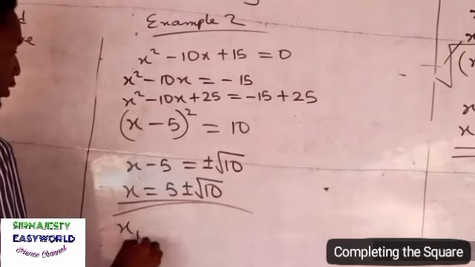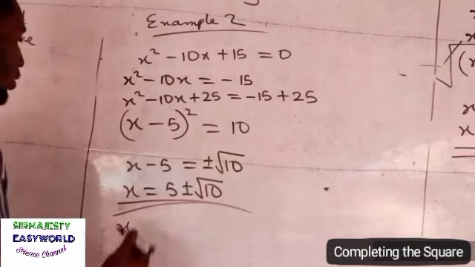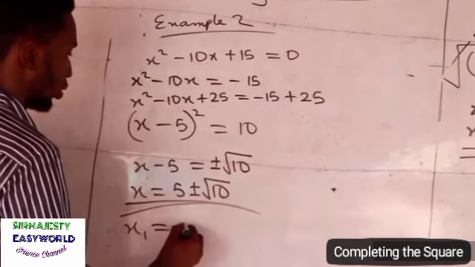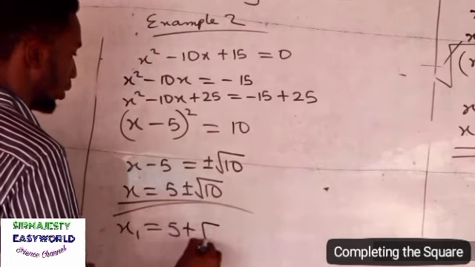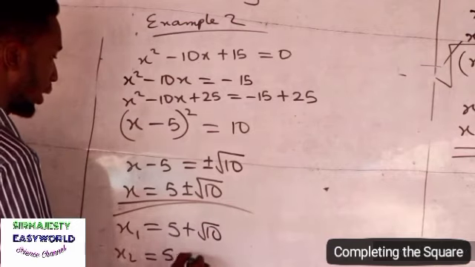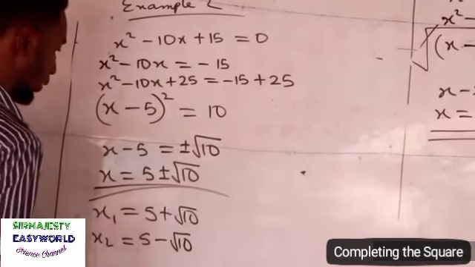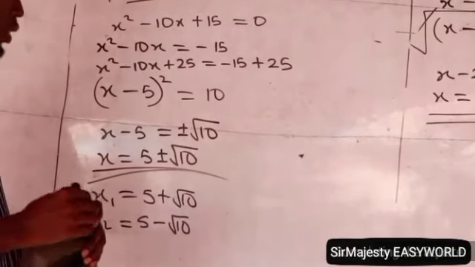So in other words, the first one, as I told you, a quadratic equation usually has two answers. So the first answer is going to be 5, we consider the positive part of this, so 5 plus square root of 10. And then the second solution is 5 minus square root of 10. And these are the two answers we have for this quadratic equation.